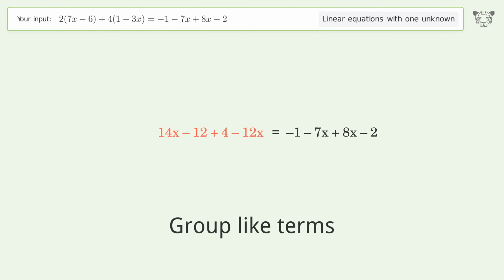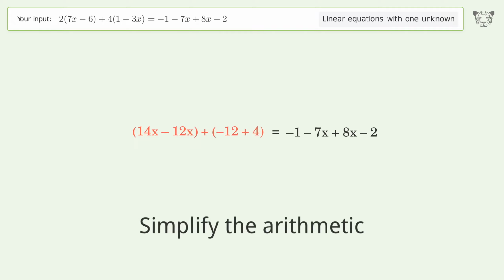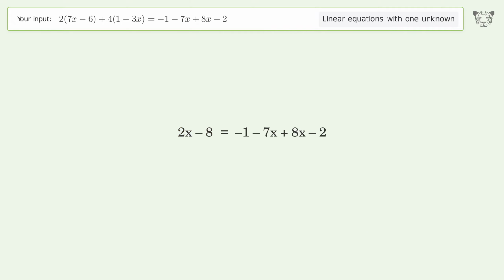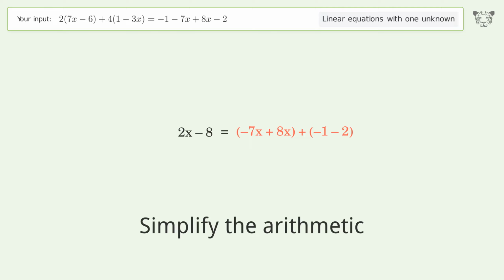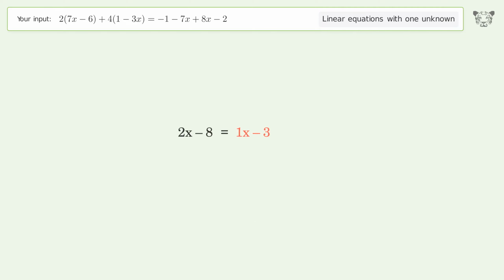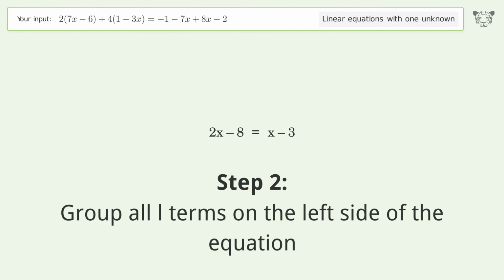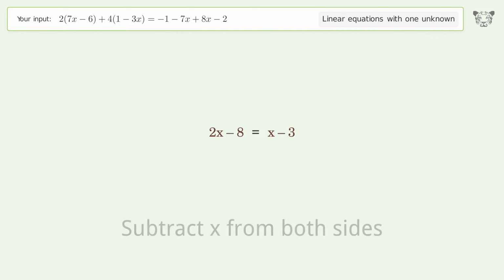Multiply the coefficients. Group like terms. Simplify the arithmetic. Group like terms. Simplify the arithmetic. Group all x terms on the left side of the equation. Subtract x from both sides.